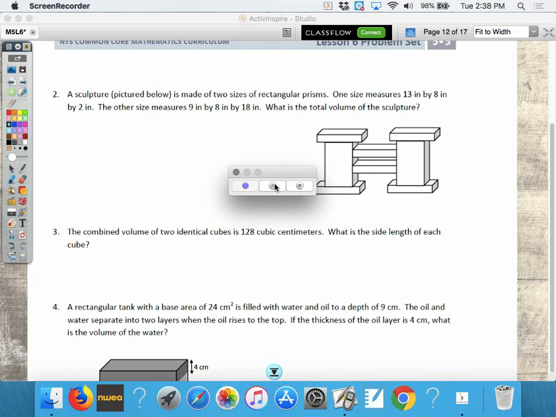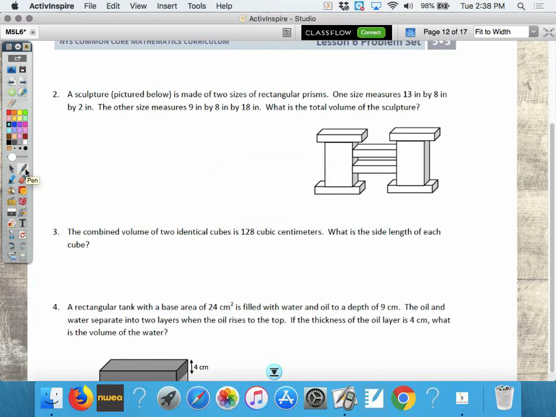Okay, let's take a look at number 2 on the back. This one's kind of complicated. A sculpture pictured below is made of 2 sizes of rectangular prisms. One size measures 13 inches by 8 inches by 2 inches, and the other size measures 9 inches by 8 inches by 18 inches. So I'm thinking this first one is going to be A. And it's here in the middle also. And the second one is B.